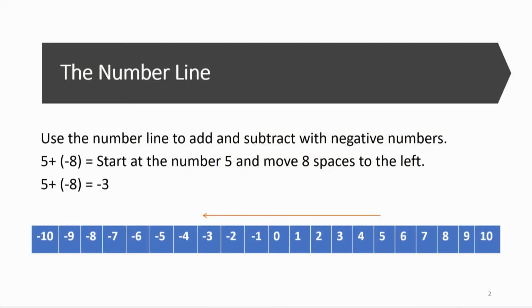Again, the number line goes on forever in both directions, but here we're just looking at a -10 through a +10. So use this number line to add and subtract with negative numbers. So if your problem were 5 plus a -8, you're always going to start at the first number given. So the first number given is 5. You're going to move 8 spaces to the left because you're taking away 8. You're adding, but you're adding a negative. So you're going to go from 5 to the left 8 spaces. That would give you -3. So 5 plus a -8 is -3.